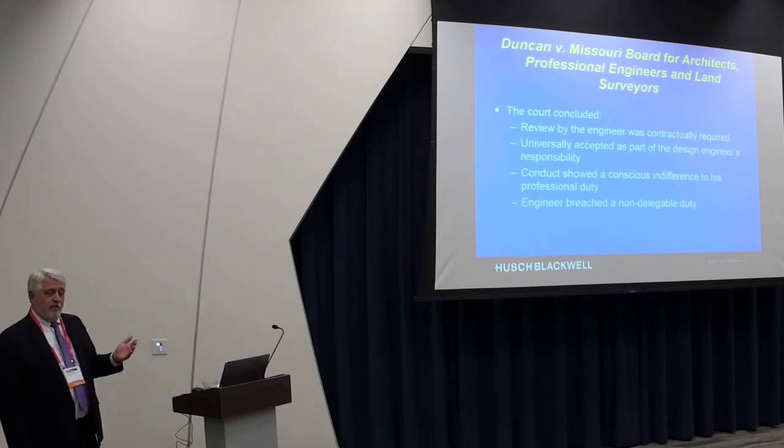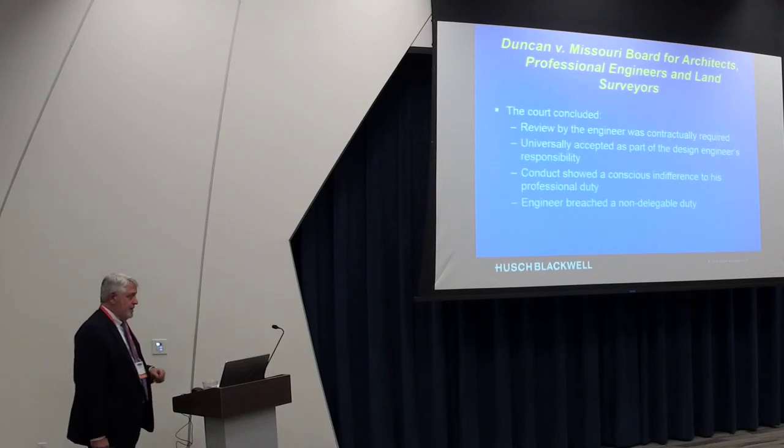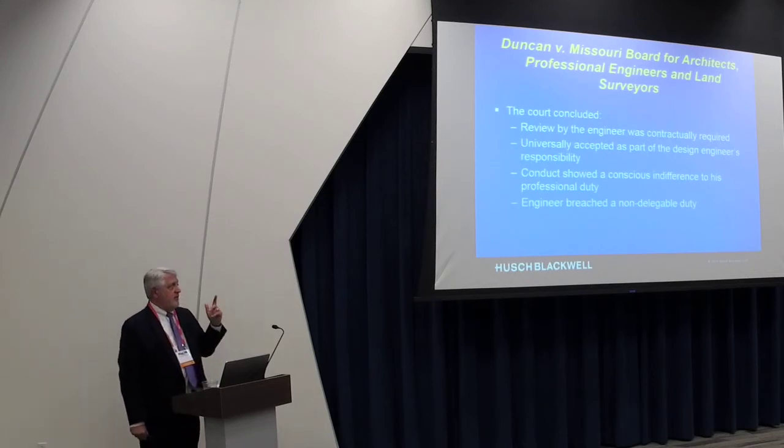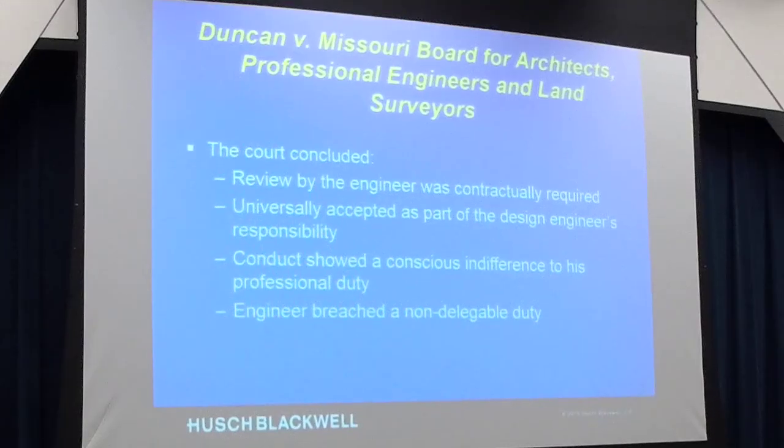I think you ought to be aware of it and keep it in the back of your mind, because every time you're involved in a lawsuit where there are shop drawings and someone missed something on the shop drawing, you hear Duncan versus Board of Architects and Engineers, your guy's in a lot of trouble. Hit the brakes on the liability argument. It's not quite what you're making it out to be. The problem is convincing the court that it's not quite what they make it out to be. But it is something you need to be aware of.